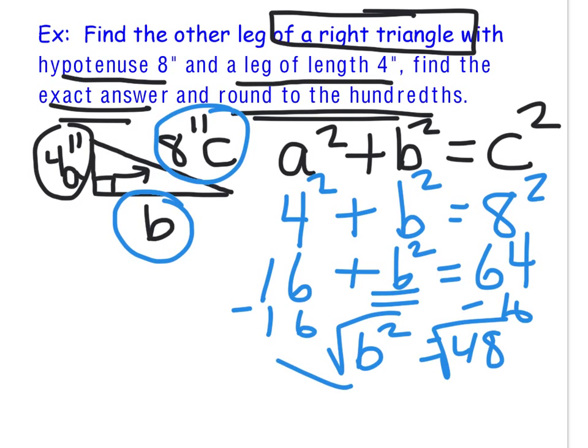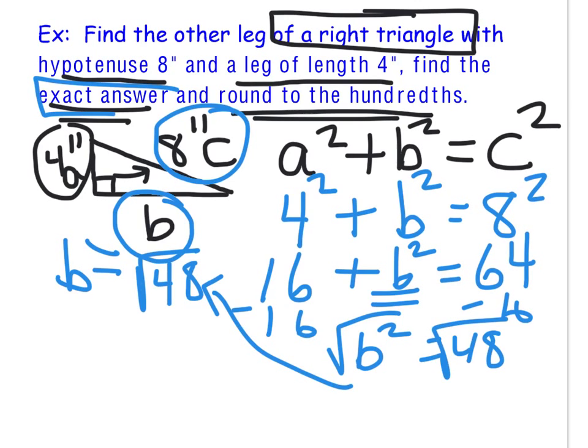All right, now I'm going to come over here because I'm running out of room. So we now have B equals the square root of 48. Now I'm going to go back and read my problem. It says it wants the exact answer and rounded to the hundredths. So exact means you're going to leave a radical in your answer.